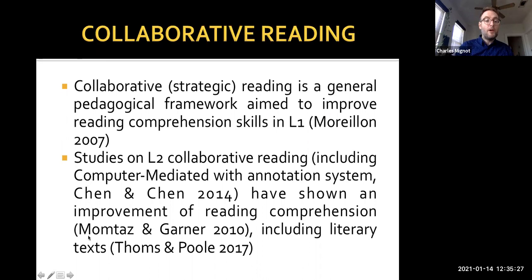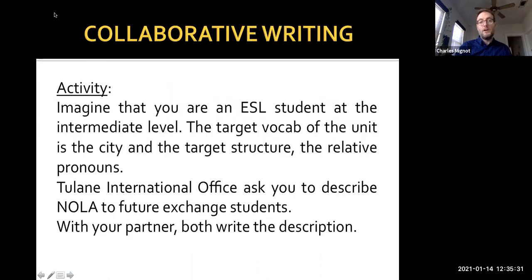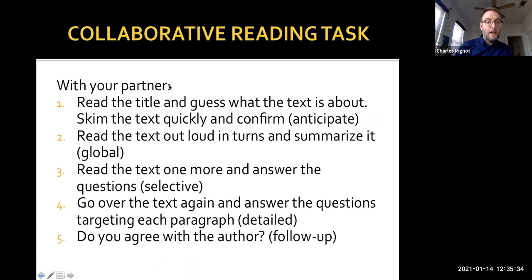So here's an example of how I would structure a reading task. First, for instance, if we read a newspaper article, I'm going to ask them to read the title and guess what the text is about, and then to skim the text quickly with a partner to confirm the theme. So that's part of the anticipation. Then I ask them to read the text out loud in turns and to summarize it. So here we are at the global level.